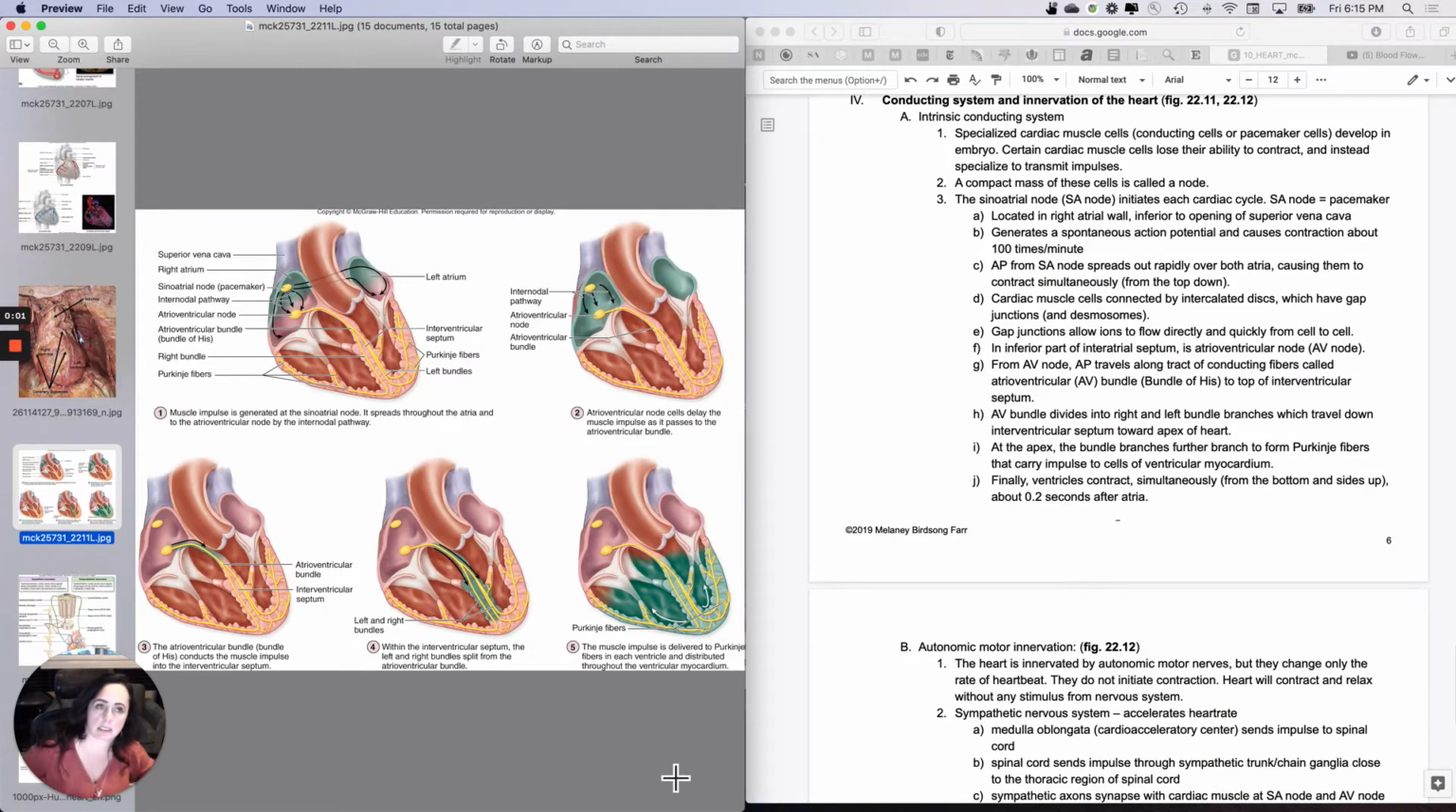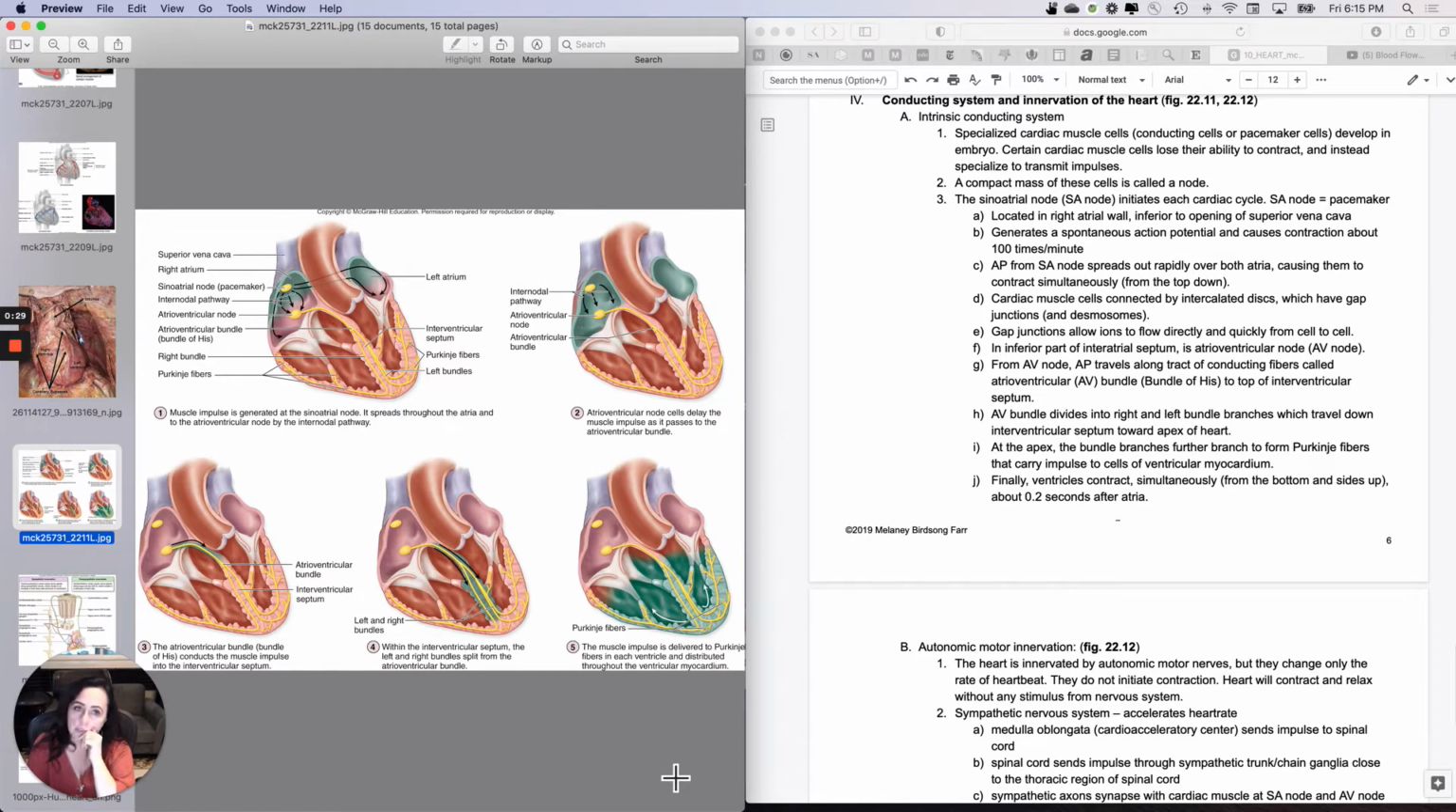Last tidbits about the heart. What is it that makes the heart contract? It is a combination of the heart's ability to make itself contract, which we call the intrinsic conducting system. And then the nervous system has the ability to turn up or down how quickly the heart contracts.